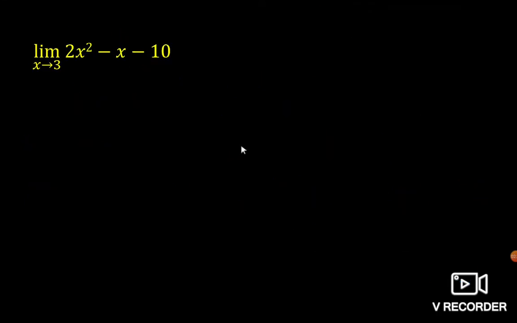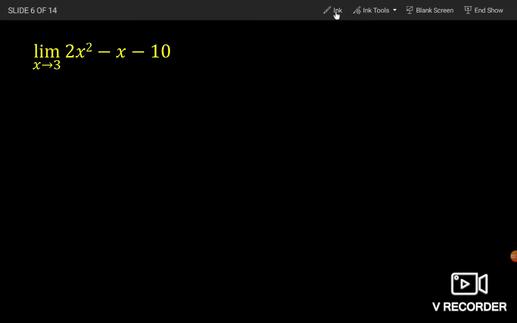Another example will be the limit of 2x squared minus x minus 10 as x approaches 3. You can see here that it is not a fraction. It is a trinomial, but it's not a fraction. There is no denominator here other than 1.